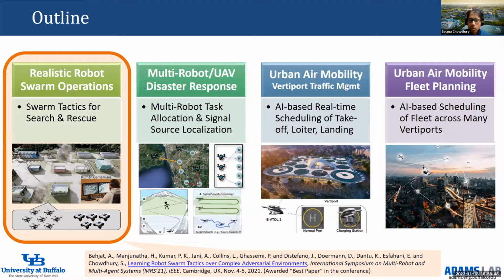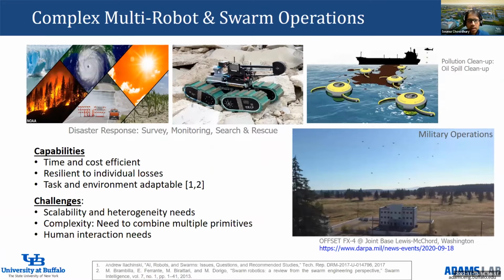So, starting with realistic robot swarm operations. These have to do with operations catering to various domains, from disaster response to military operations. Mostly we use teams of robots doing these operations because they are often time and cost efficient compared to using multi-million-dollar single standalone assets. They are more resilient than those single standalone assets. And they typically tend to be more task and environment adaptable than existing sophisticated assets. So you're talking about a team of very simple unmanned aerial vehicles or ground vehicles or subsurface vehicles and so on. However, it's easier said than done.